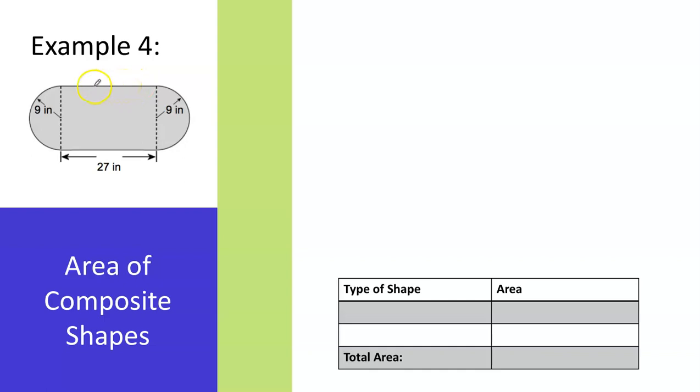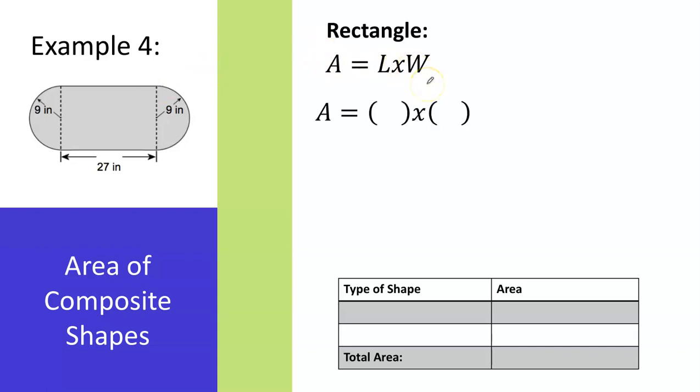The first shape that I see within this composite shape is a rectangle, so we're going to start by finding the area of the rectangle. The formula for the area of a rectangle is area equals length times width. I see that the length of this rectangle is 27 inches, so I'm going to replace L with 27. When you replace a variable with a number, that's called substitution.